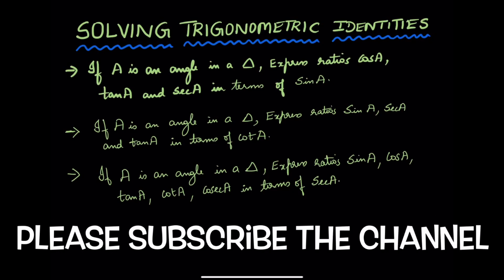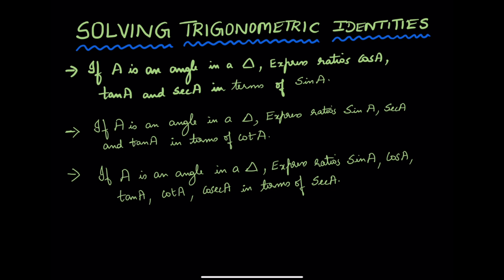In this video, we are trying to understand how to express trigonometric ratios like cos, sine and tan in terms of any one of the trigonometric functions. So in the first one, we will try to express the other trigonometric functions based on sine. In the second one, we'll try to do it using cot. And in the third one, we'll try to do it using secant. So let's start with the first one.